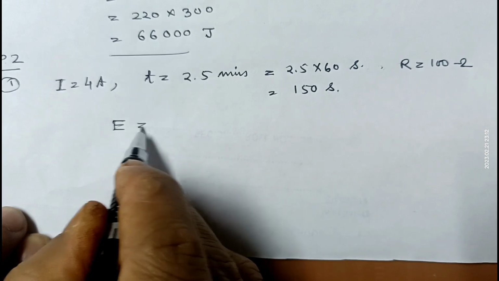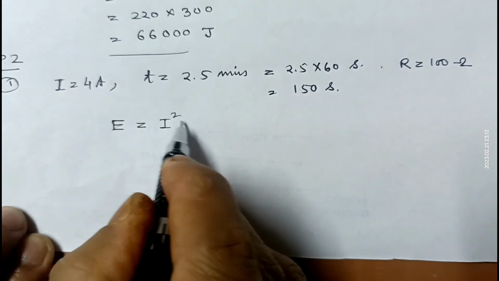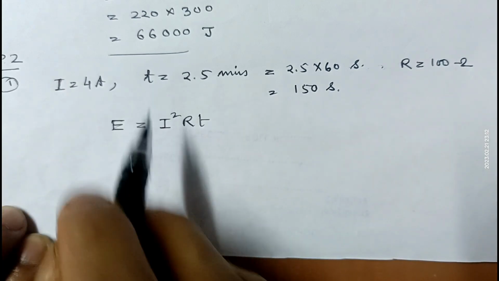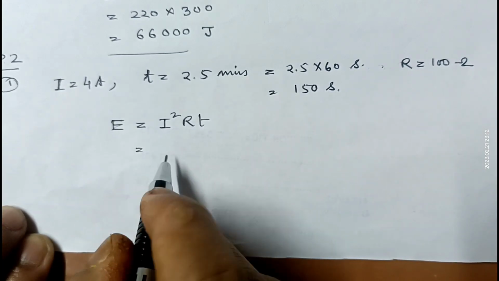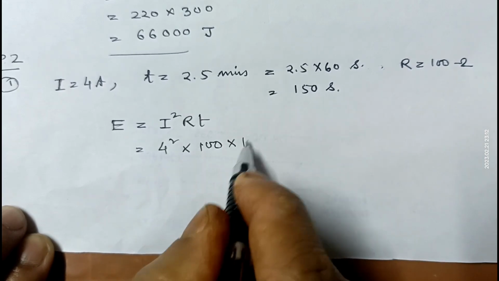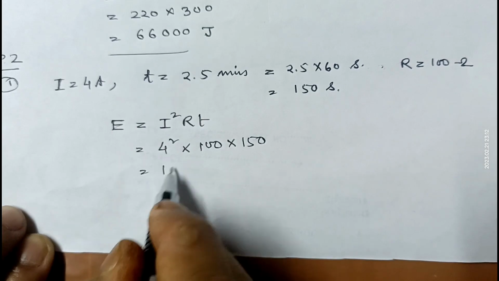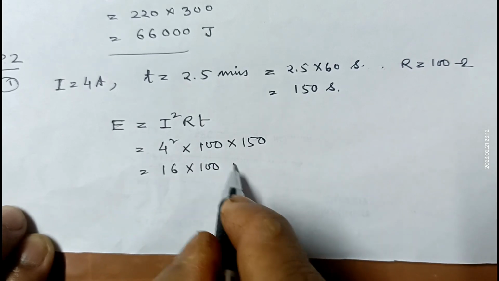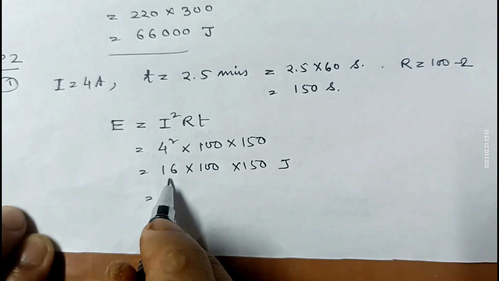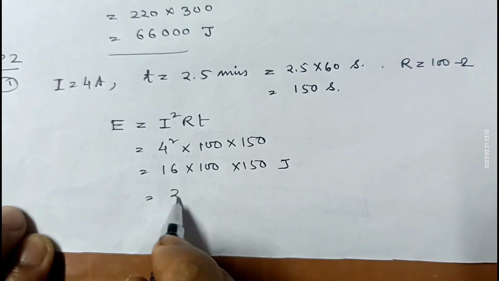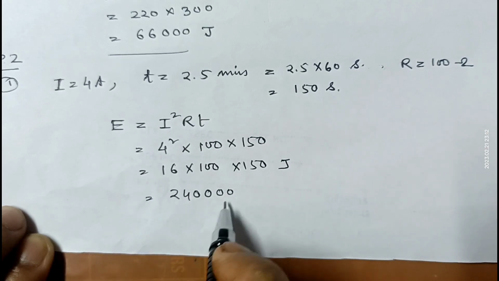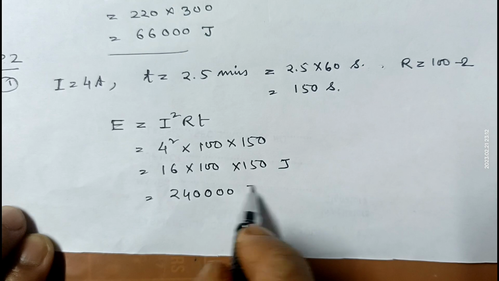So for energy consumed, you have to write I square RT, because here resistance is given, current is given and time. So we have to use this relation. Here I square will be 4 square, resistance is 100 and time is 150 seconds. 4 fours are 16, into 100 into 150, it will be in joule. 15 into 16 will be 240. So 240 into 1000, it is 240,000 joule.